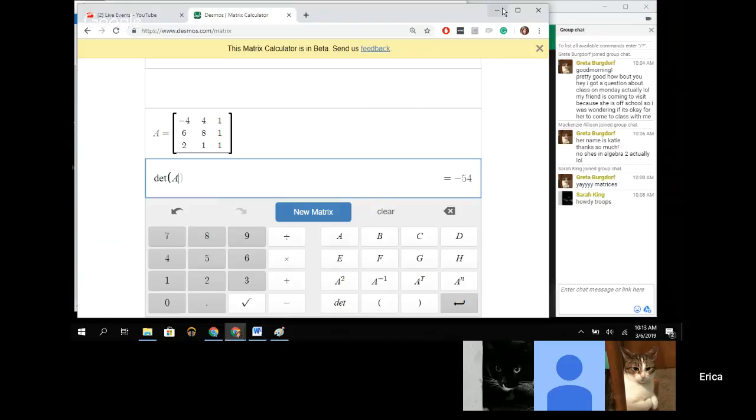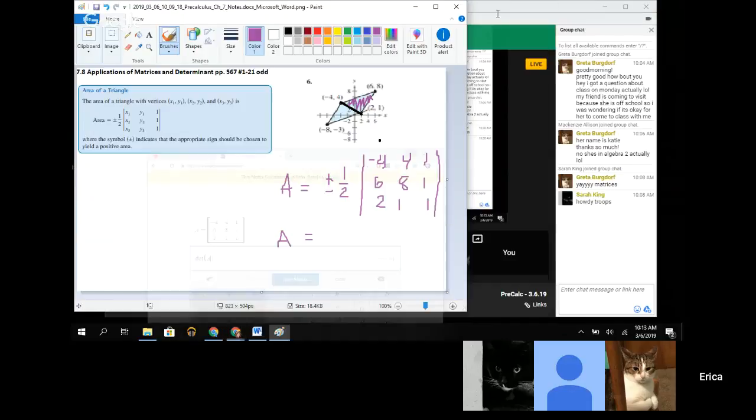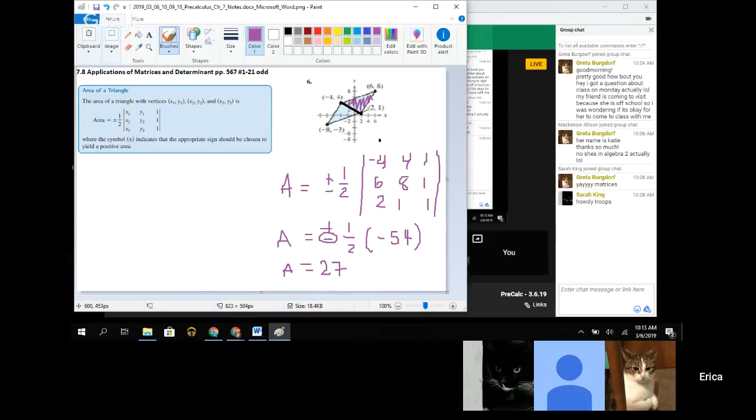If I want to find the determinant, the det of A, I get that it is -54. And that's okay, because remember my formula is that the area equals plus or minus 1/2 times the determinant, which is -54. So in order to get a positive area, I'm going to go ahead and pick the negative here, right? And I will end up with the area of the purple triangle equals 27.